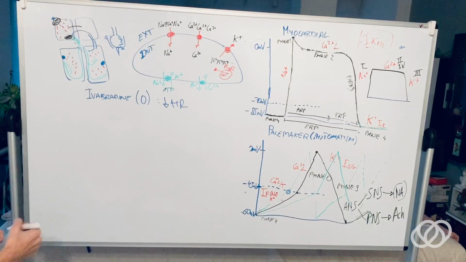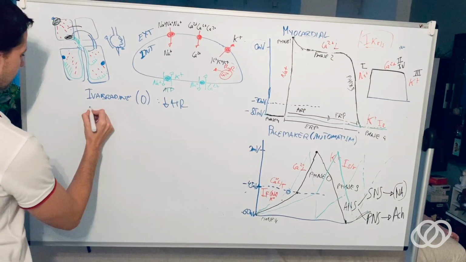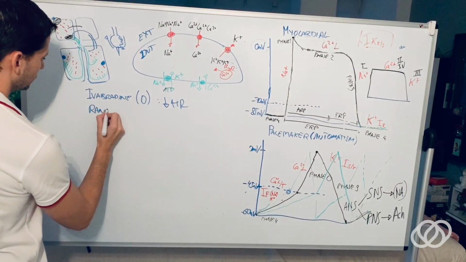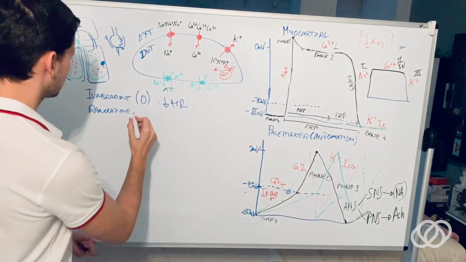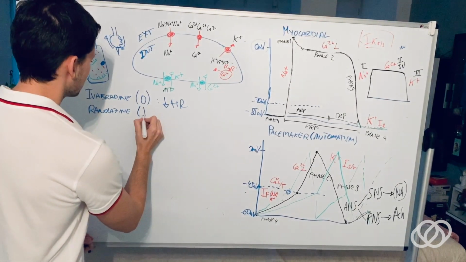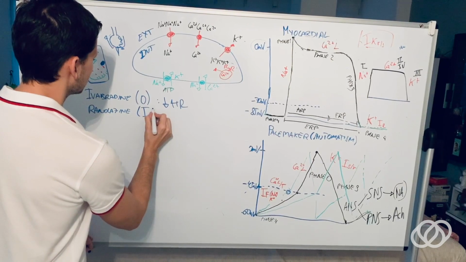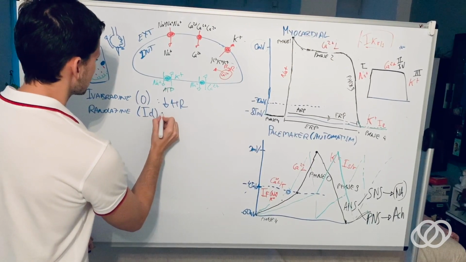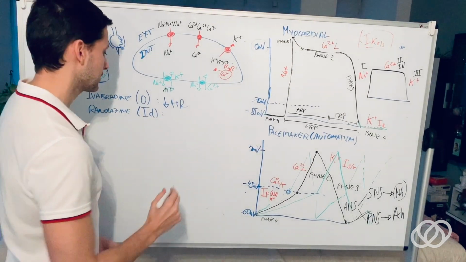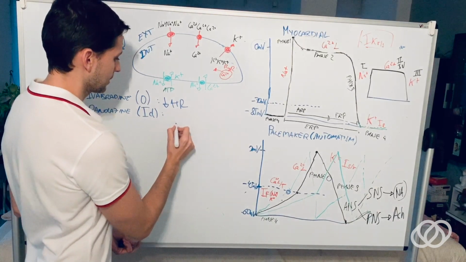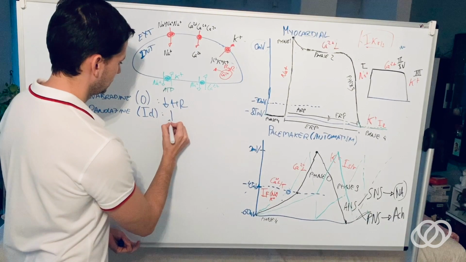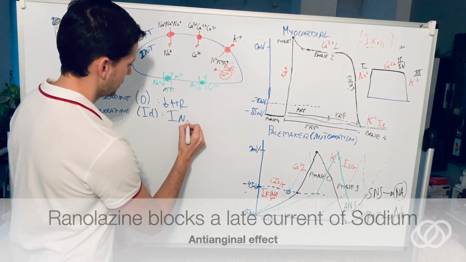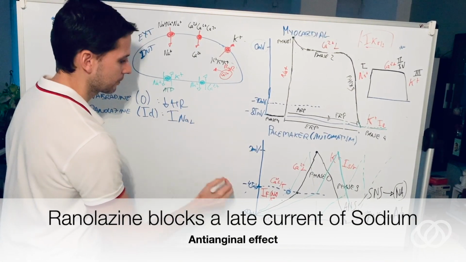The next one will be ranolazine. We could say that ranolazine is categorized as 1D, a new 1D class. What ranolazine really does is block the late current of sodium.